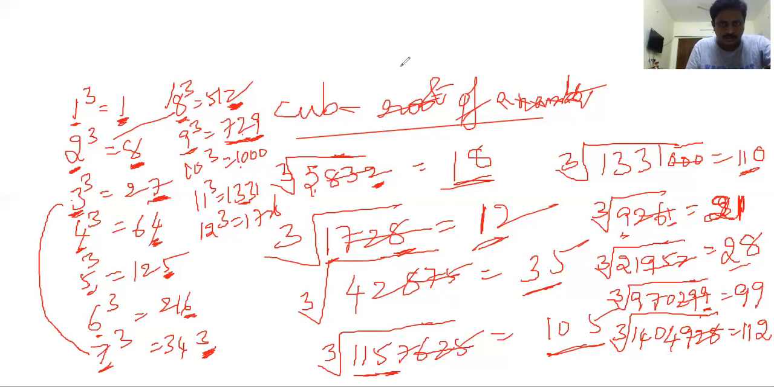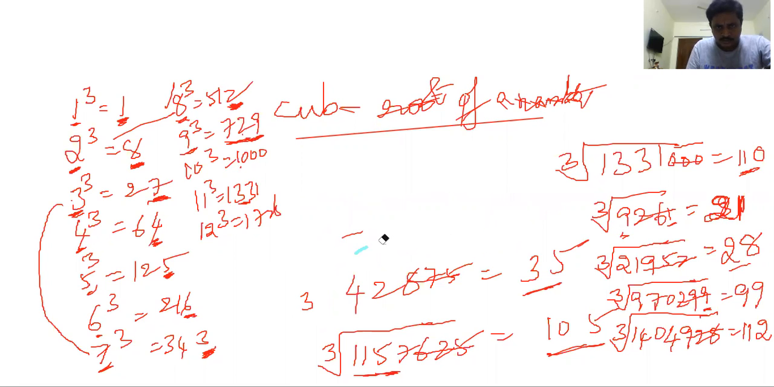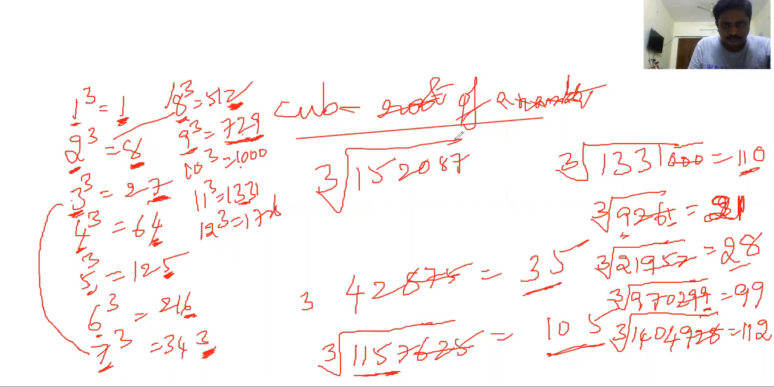Next, last problem. Cube root of 1520875. Last digit 5 means we get 5. Remove the last 3 digits, leaving 1520. The nearest and lesser cube is 1331, that means 11. So the cube root is 115. In this way, we can find the cube root of any value within 2 seconds.